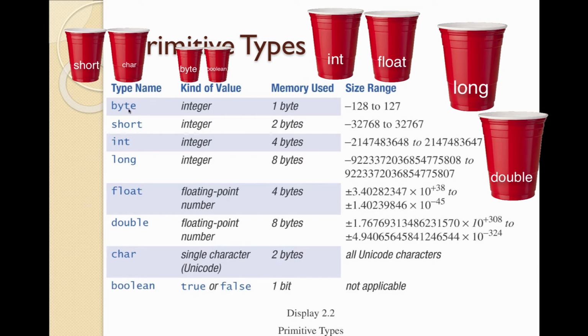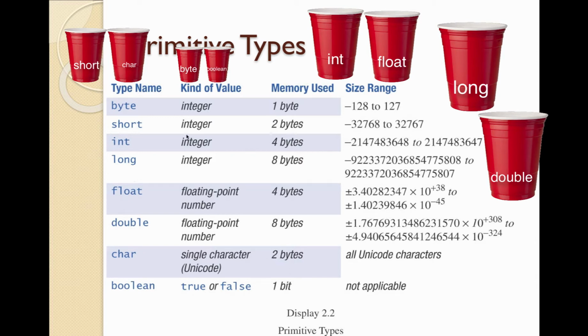So let's look at here. We have our byte, which is 1 byte. Remember that a byte is 8 bits of data. We have a short. He's an integer type, and he stores 2 bytes of data. We have an int, who's also an integer type, and he stores 4 bytes of data. A long is an integer type, and he stores 8 bytes of data. A float, floating point number and 4 bytes of data. A double, also a floating point with 8 bytes. A character, single character, with 2 bytes of data, and a boolean with 1 bit, or you can think of it as 1 byte of data.